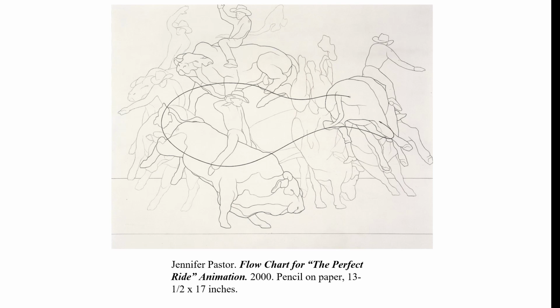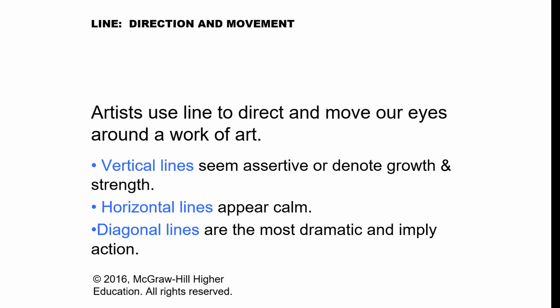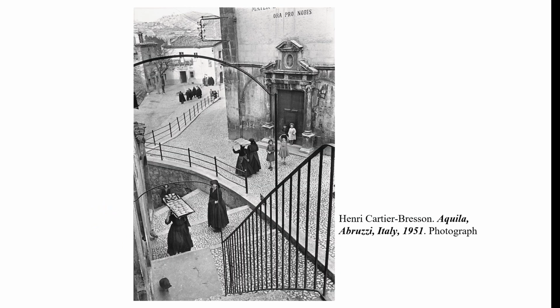Here's what we might call a layout for an animation. Notice how the artist is directing our eye through a linear element that will only be implied in the finished version. Artists use lines to direct and move our eyes around a work of art. Vertical lines can seem more assertive and denote growth and strength. Horizontal lines seem to be more calm, and diagonal lines are more dramatic and imply some sort of action or imbalance.